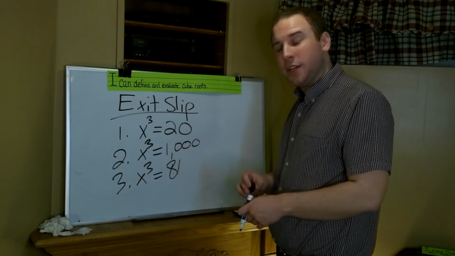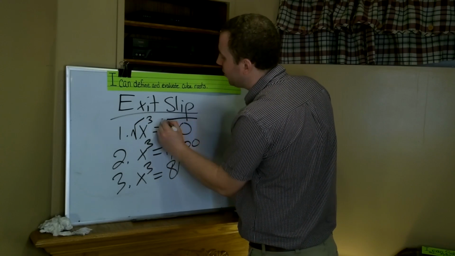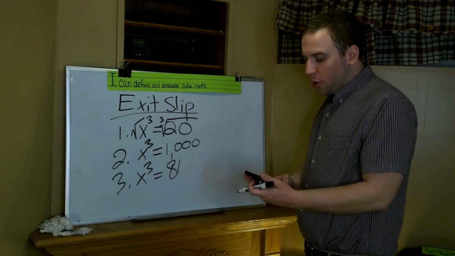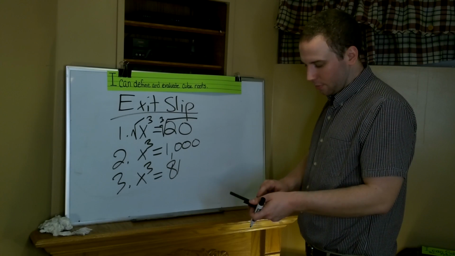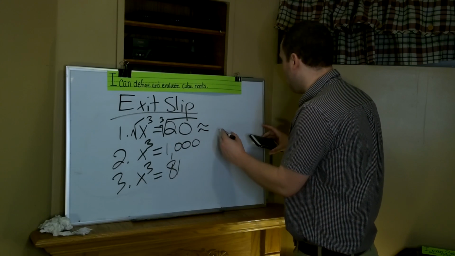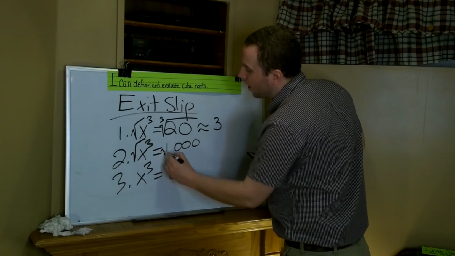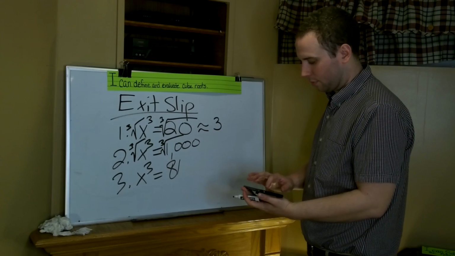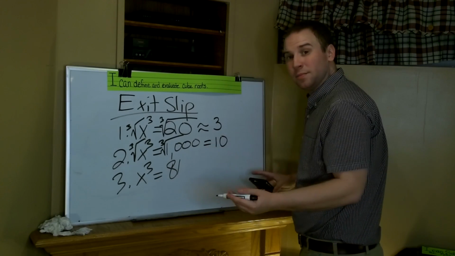Okay, let's go ahead and solve it, shall we? Once again, now instead of doing square root, we're going to do cube root, so we're going to add a 3 there. The cube root of 20, we round it, we get 2.7144. If we rounded it, we'd get 3. The cube root of 1,000 is going to give you a whole number, 10.